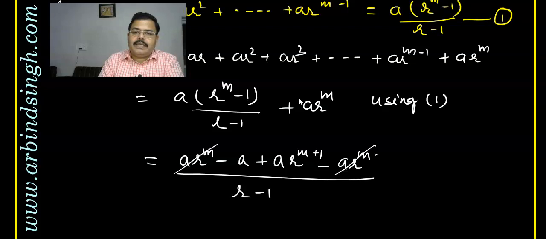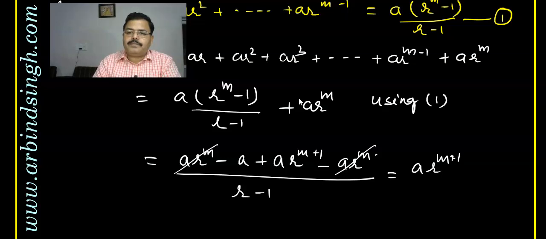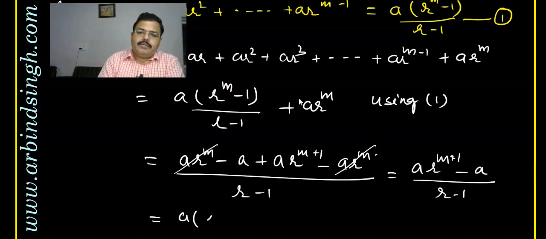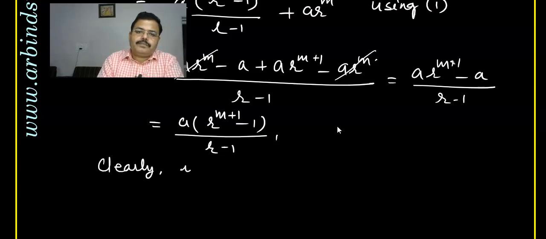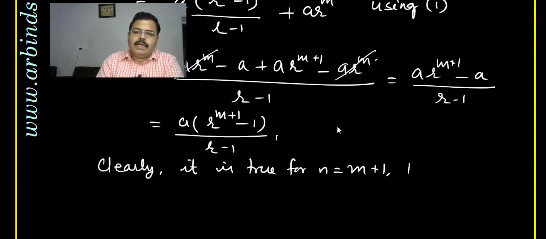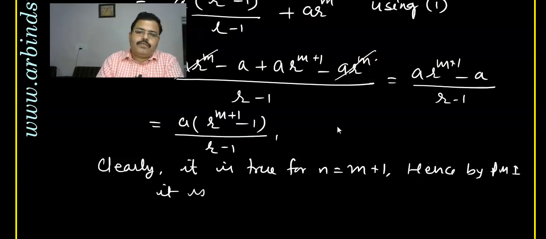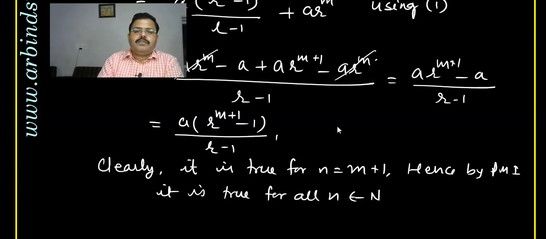So this and this cancel out. Now it will be ar to the power m plus 1 minus a, divided by r minus 1. If I take common a, then this will be r to the power m plus 1 minus 1, and whole divided by r minus 1. So clearly it is true for n is equal to m plus 1. Hence, by PMI, it is true for all n belonging to natural numbers. So that is the proof.